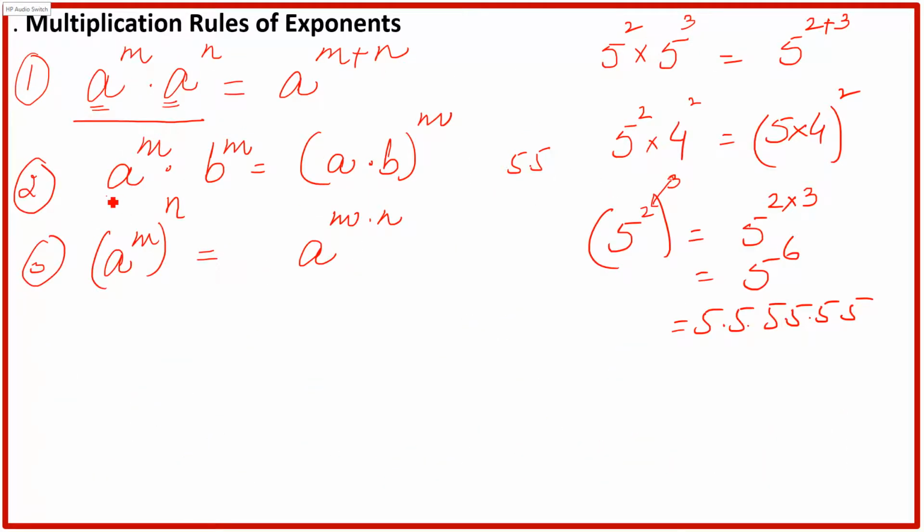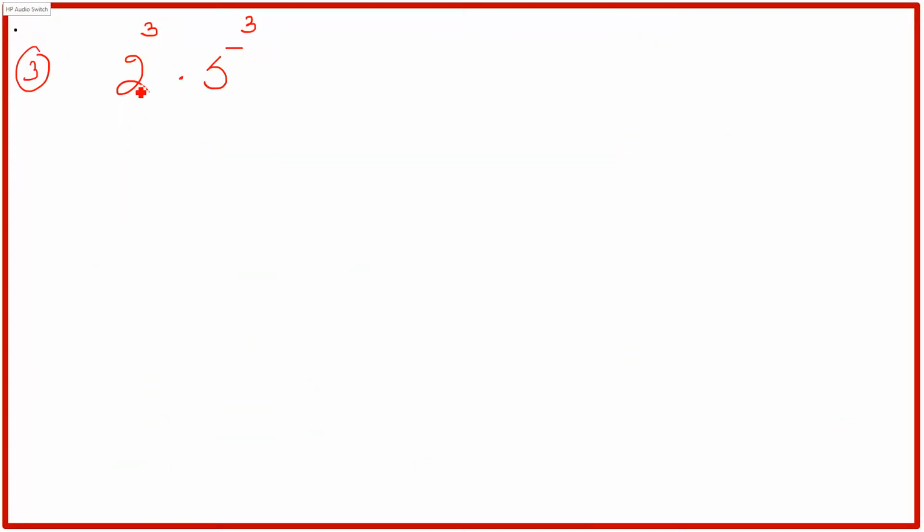Now move to the third question, which is 2 raised to power or exponent cube. This dot means multiplication, 5 and raised to power 3. So this belongs to the rule number second, which is different bases but same exponents. But exponents are also same, 2 cube. So how we will solve it?